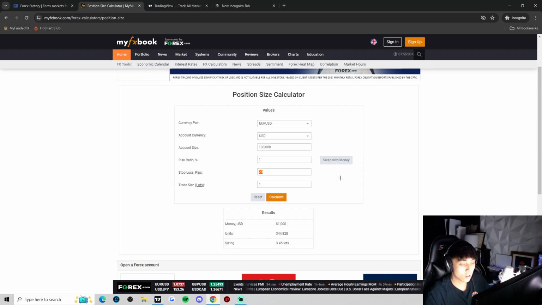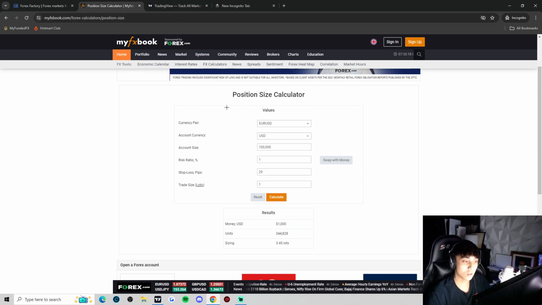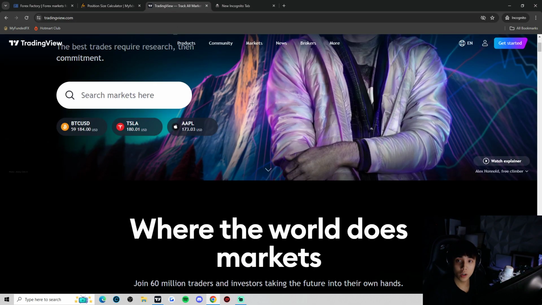And I could show you guys later in another video what prop firms to start looking at, how to look for a good prop firm, what prop firms I use, and what prop firms to avoid. And so I'm going to be showing you guys that in another video. But yeah, this is the position size calculator, and I'd really recommend this as another tool to use when you're a beginner in trading. So number one, Tradingview.